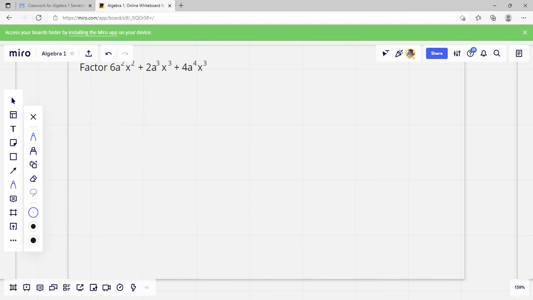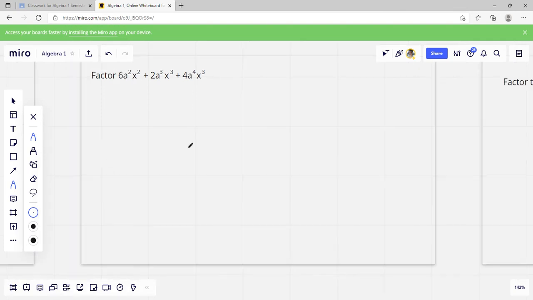First, we're going to look at our number. So we've got a 6, a 2, and a 4. 2 will go into all 3 of those, so 2 is our number. And then we just need to find the lowest exponent of a. We've got 2, 3, and 4, so that'd be a squared. The lowest exponent of x, we've got 2, 3, and 3, so that would be x squared.